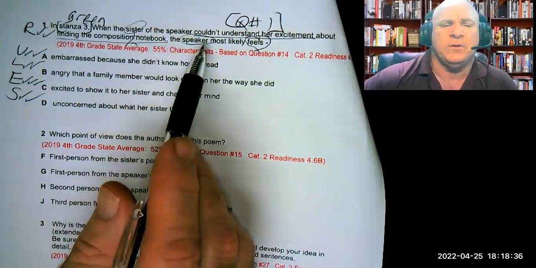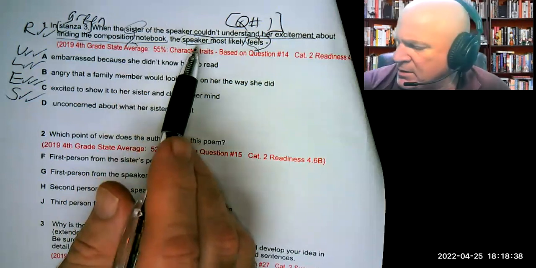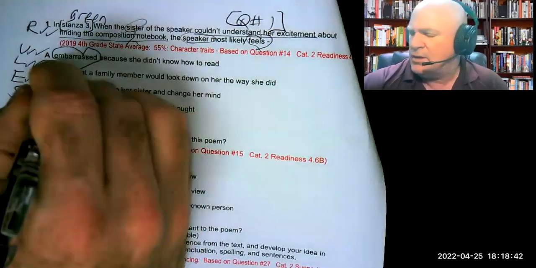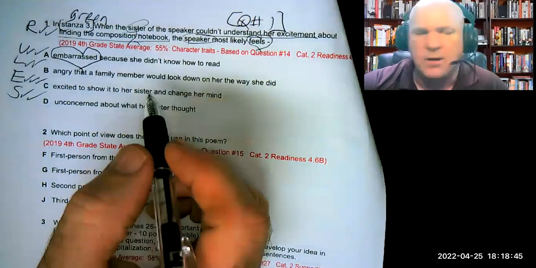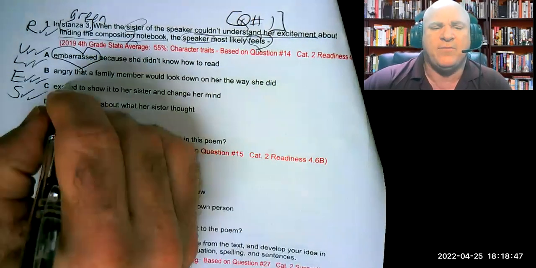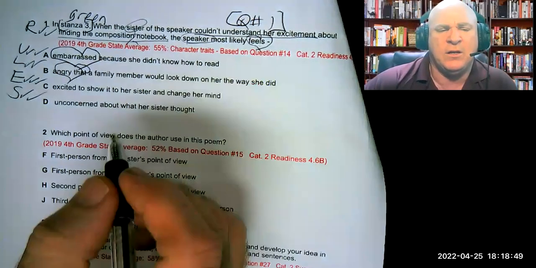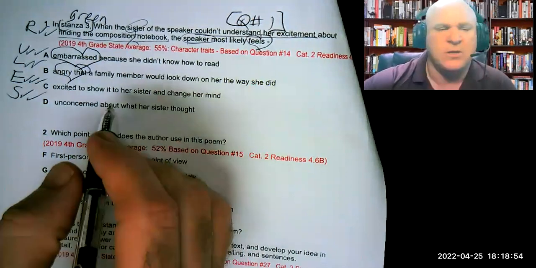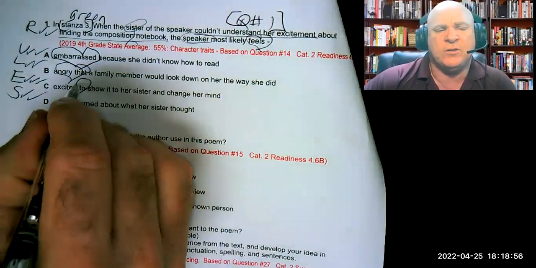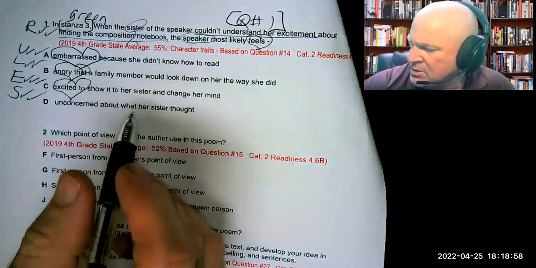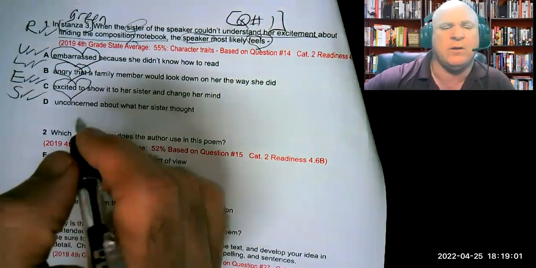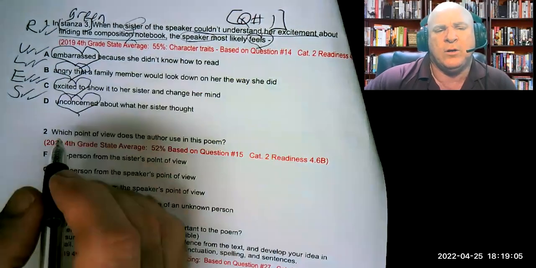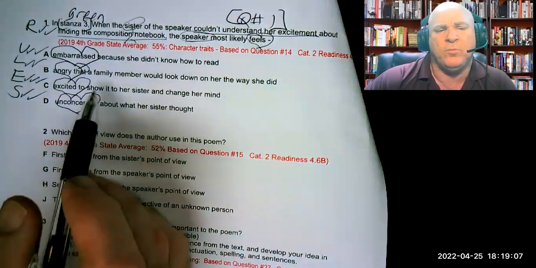Okay, so we're either embarrassed because she didn't know how to read; angry, her heart, that a family member would look down on her the way that she did; excited, regardless of what her sister does, she's still excited to show her sister and change her mind; or unconcerned, which means she doesn't really care what her sister thinks. She's going to enjoy her newly found composition notebook anyway.